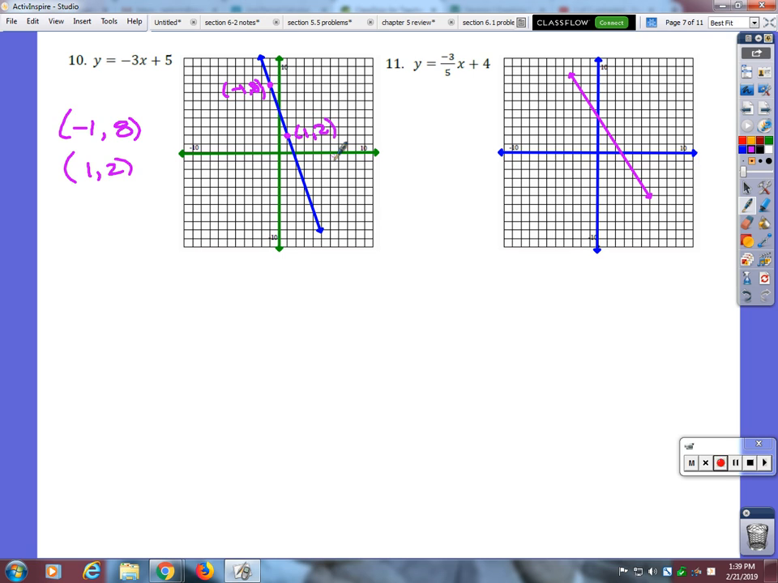Does 3, 5 work on this graph? No. What are a couple of points that do? 5, 1. Oh, I don't like that very much. Oh, no, you're right. So I did my graph wrong, huh? Yeah, I did my graph wrong.